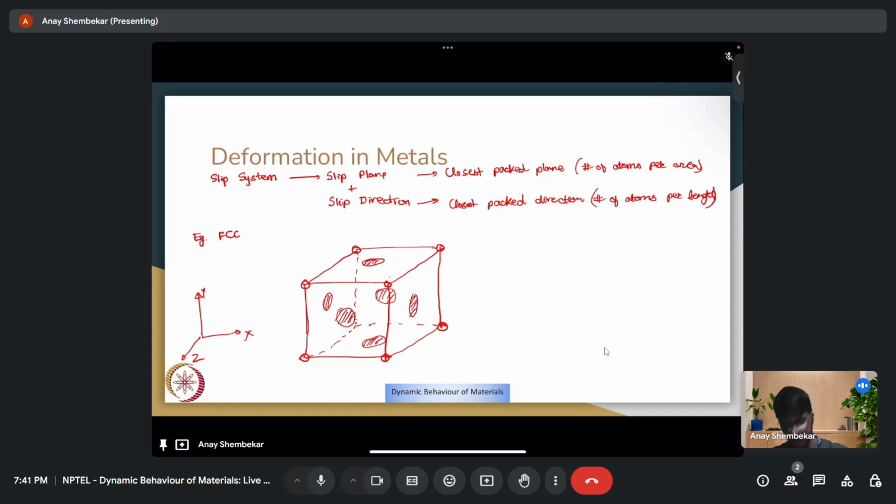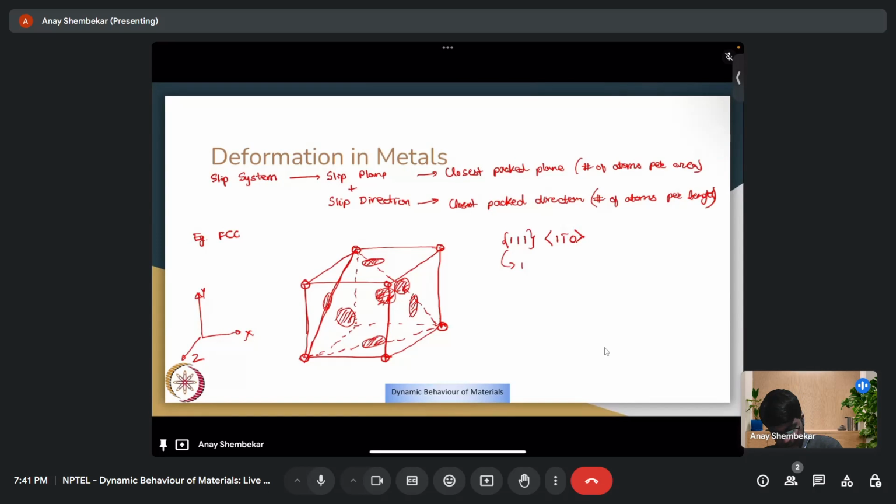So the closest packed direction is this, the face diagonal, whereas the closely packed plane is shown with this. The closely packed plane is the {111}. So for FCC, the slip plane is {111}, and the slip direction is <110>.